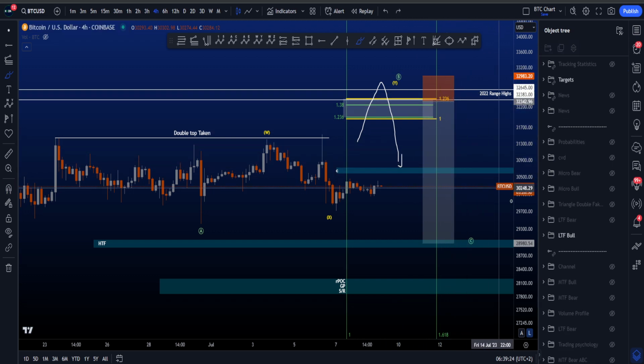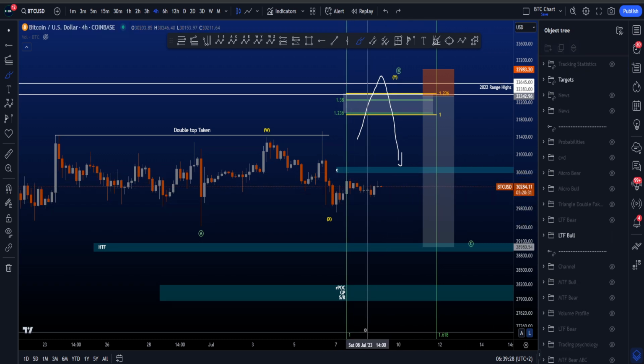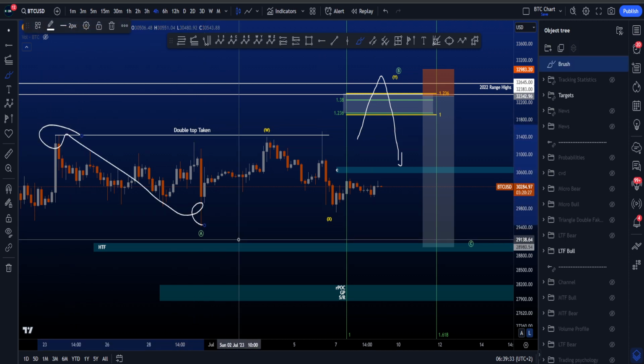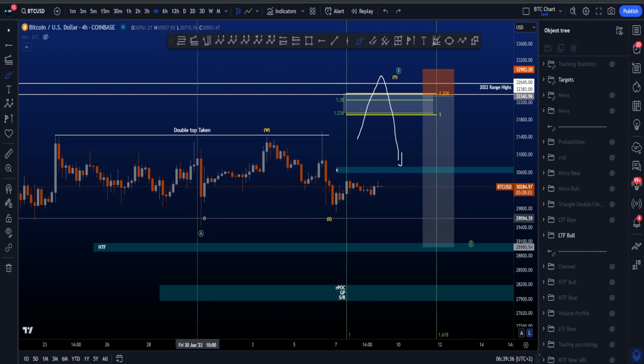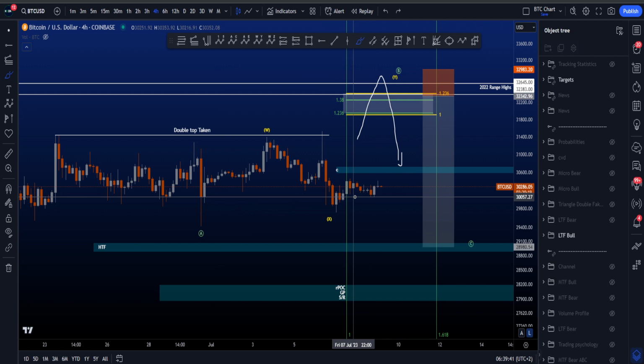The main problem with this scenario at the moment is time, because price over here has passed the 1-to-1 fib time taken from the high to the low of wave A, which means you're comparing the time it took to develop wave A with the current time that it takes to develop this wave B. Usually waves have about a 1-to-1 relationship.